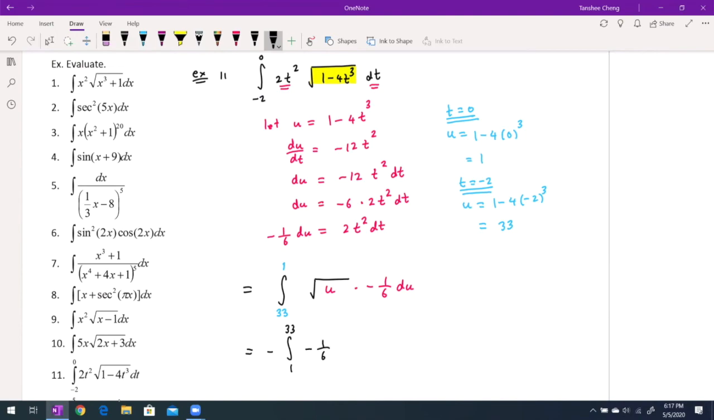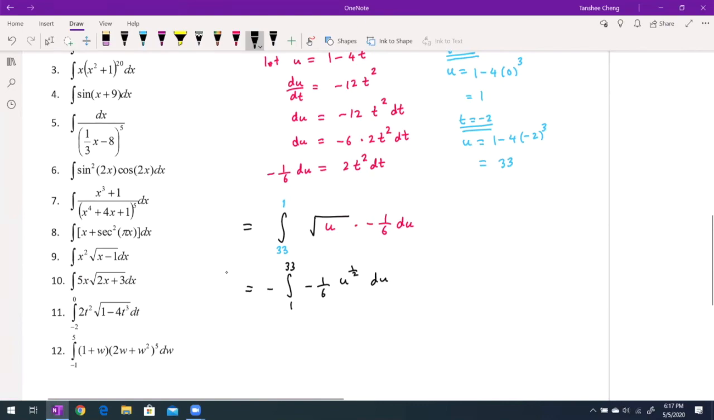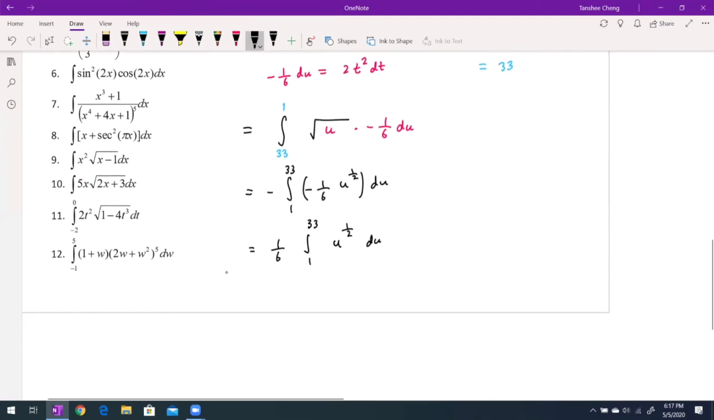Negative 1/6 u to the 1/2 du. Now I can bring this constant out. That will become 1/6 integral from 1 to 33 of u to the 1/2 du. So finally, when I evaluate this, the fundamental theorem of calculus part 2 basically helps us to do this. U to the 3/2 divided by 3/2, so it will be 2/3, evaluating from 1 to 33.